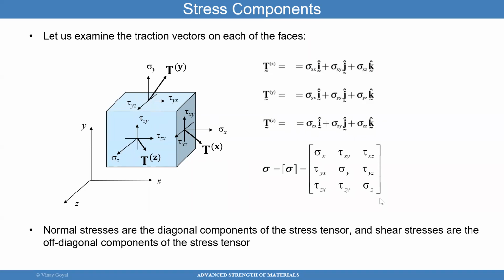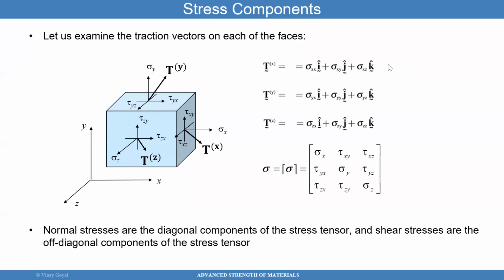So the normal stresses are stresses that act perpendicular to each of the faces of the cube, while the shear stresses, which are the off-diagonal terms, these 3 terms and these 3 terms, are the ones that are tangential to each of the faces of the cube.